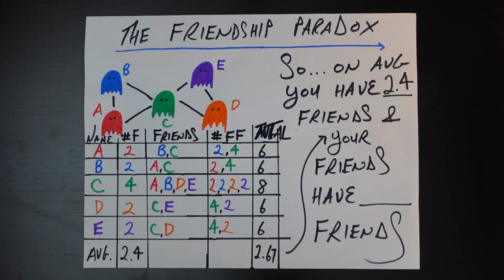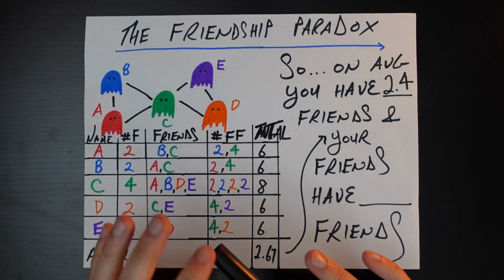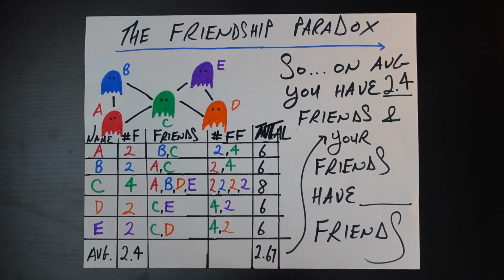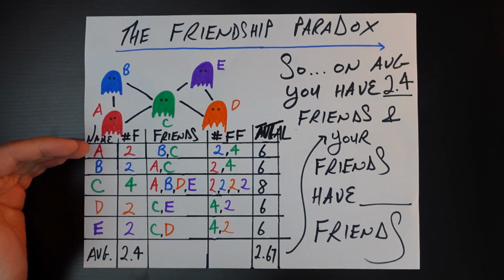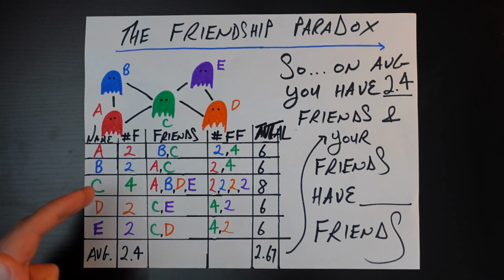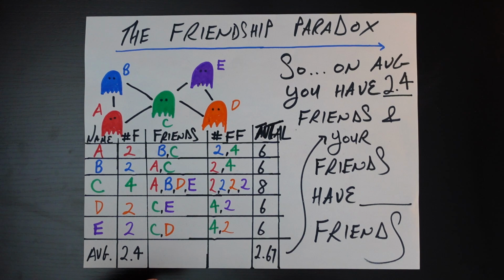Now things get more interesting. Now we want to know the second part of the friendship paradox, which is, on average, how many friends do your friends have? And so the first step there will be to enumerate who is each person's friends, which we've done here. So A is friends with B and C, B is friends with A and C, C is friends with A, B, D, E, and so on and so on.